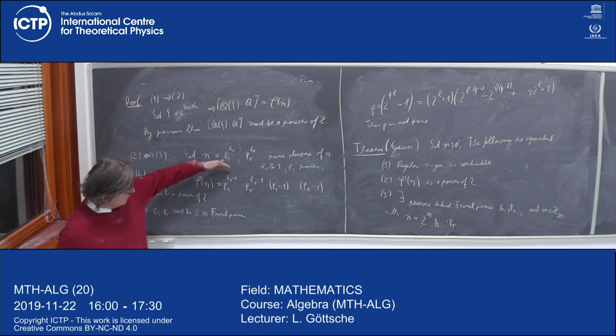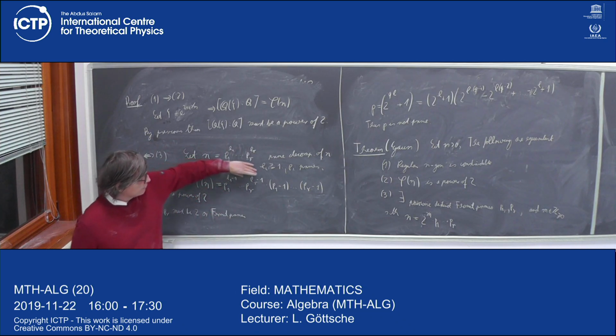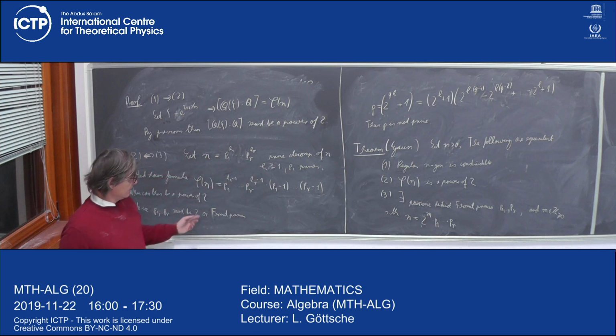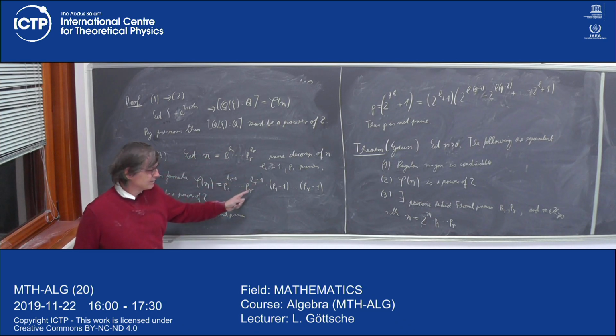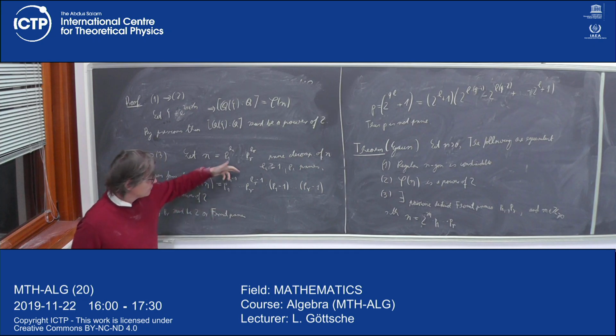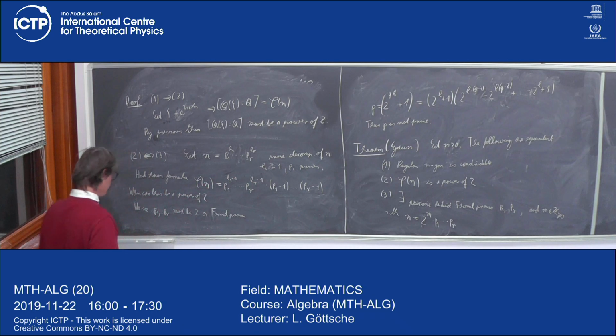And then this thing also has to be a power of 2. But these are powers of this prime number P. So they can only be a power of 2 if P is equal to 2, or if the power Li is equal to 1, which means this power here is 0.